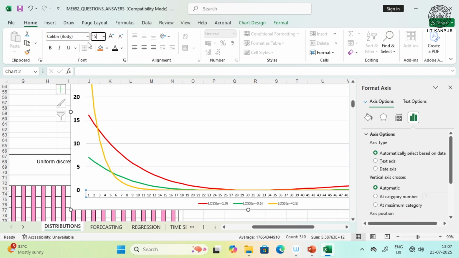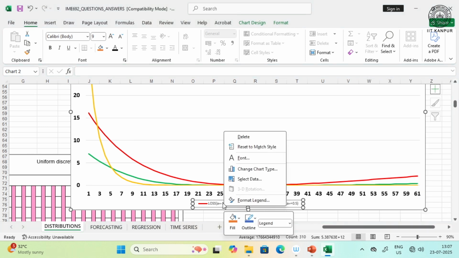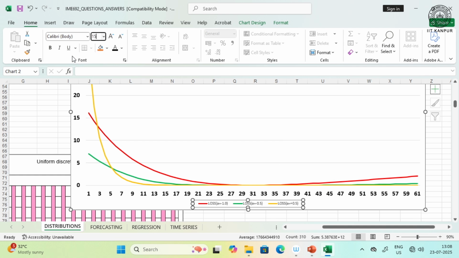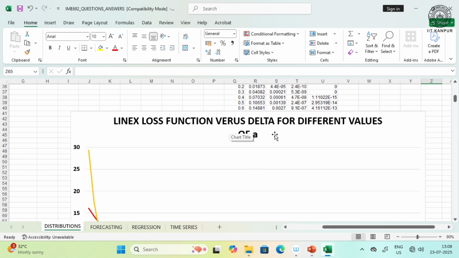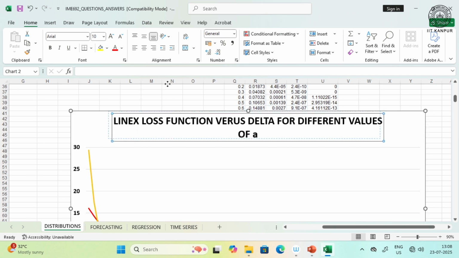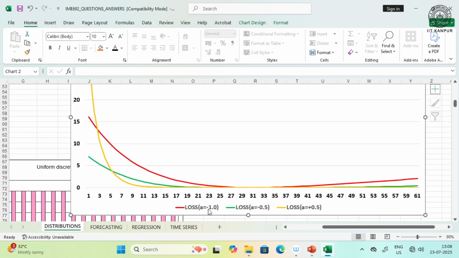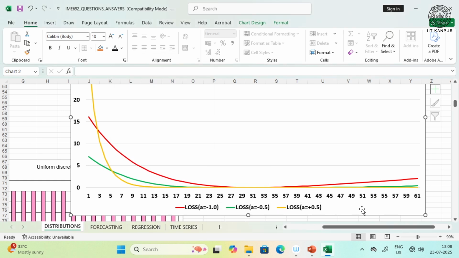I will make it 15, and these values given as the legend will also increase in size. So, that will make sense. So, this is the LINEX loss function for delta for different values of a. And the a values, as you can see, minus 1, I will make it black bold. So, minus 0.1, minus 0.05, plus 0.5, you have this graph.